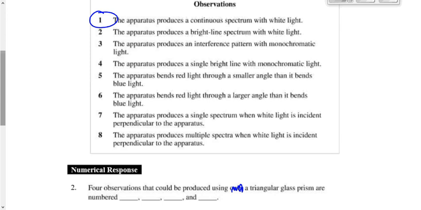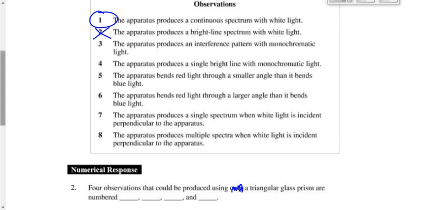A bright line spectrum, we haven't really learned about yet. We do learn about it in our next unit, our last unit. A bright line spectrum is just not a rainbow, but rather a line, a distinct line, and then another distinct line, and then another distinct line. You'll see where that comes from in our next unit. But the bottom line is, if you haven't learned about it yet, it's not the answer. So we get a continuous spectrum produced by a prism, not a bright line spectrum.